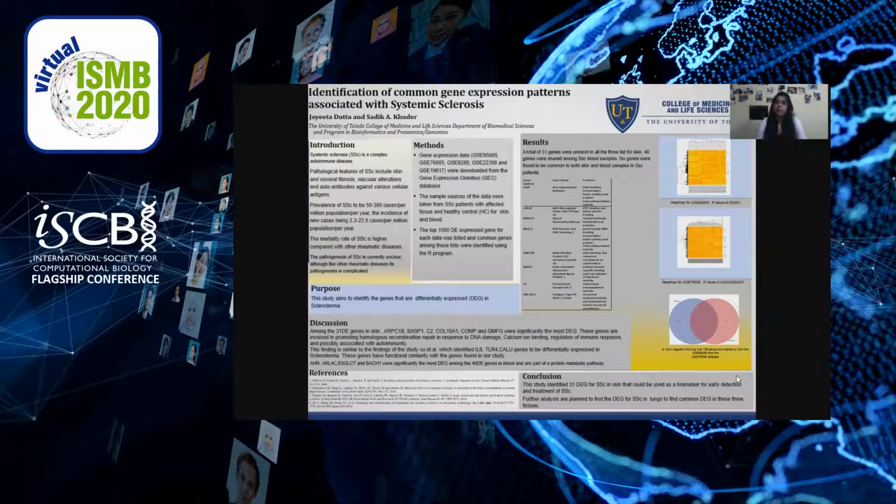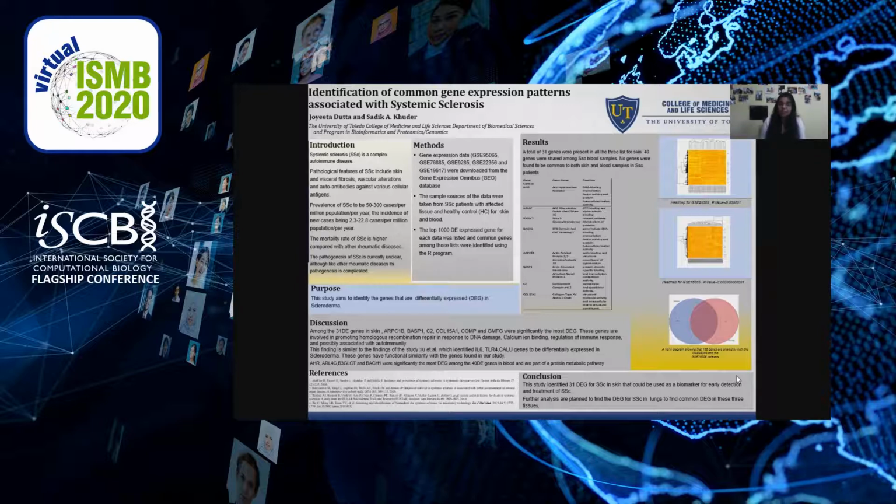I'm going to present my poster entitled Identification of Common Gene Expression Patterns Associated with Systemic Sclerosis. On the screen, you can see the poster. In this study, I have been guided by my supervisor, Dr. Sadiq Khudair. He is also a co-author in this study.